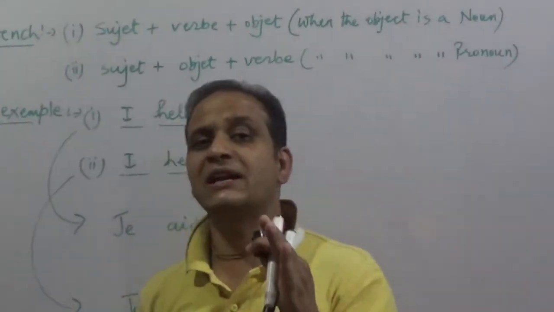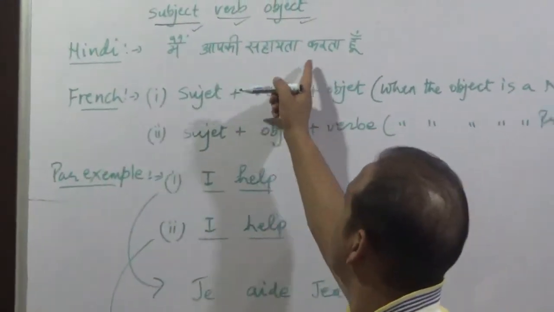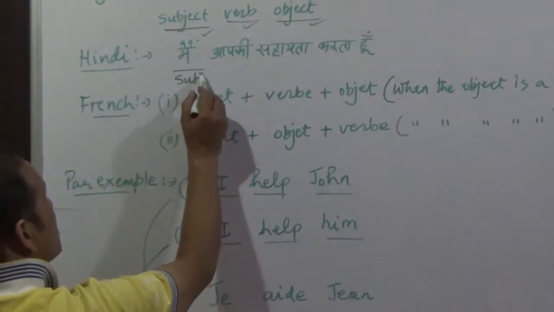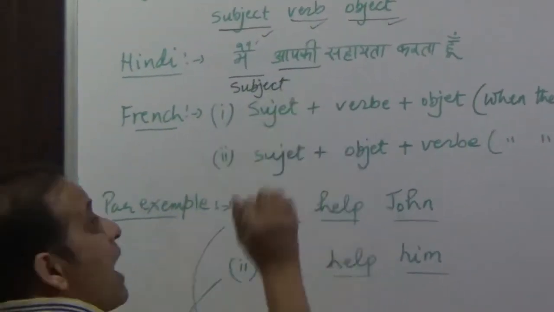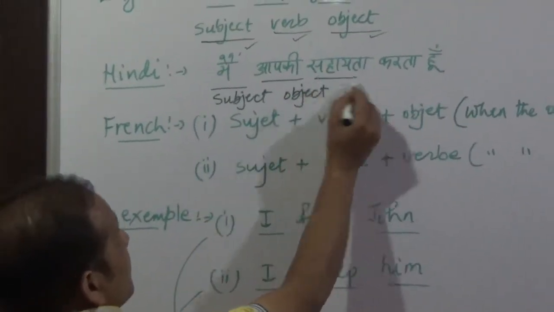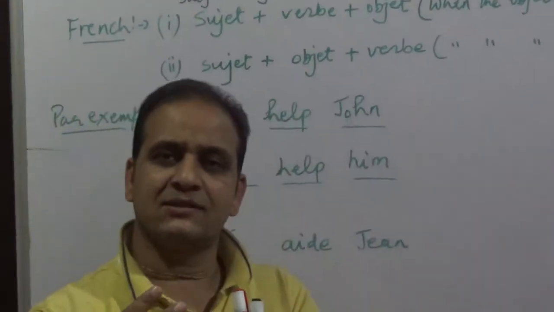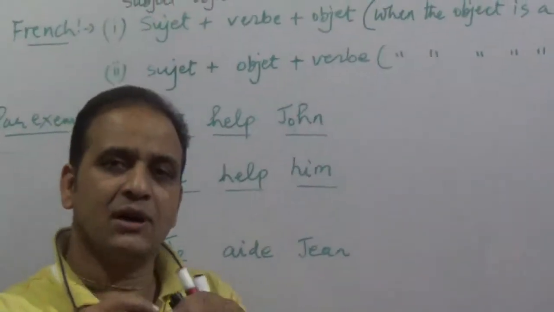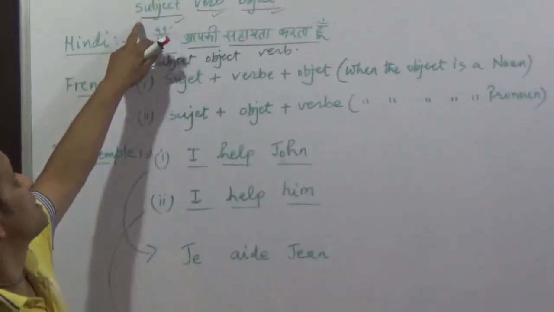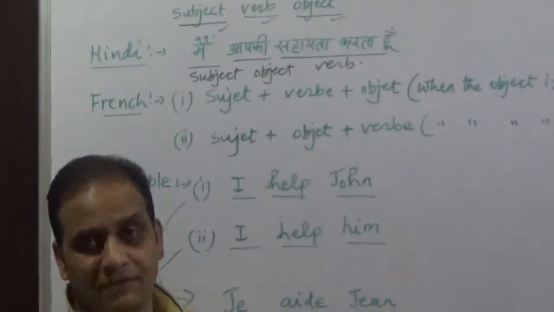But if you translate it into Hindi, then how do you say this thing? In Hindi, मैं आपकी सहायता करता हूँ. So in Hindi, what do you find first? Subject. Then what do you find? आपकी. That is the object. And then सहायता करता हूँ. That is the verb. So you have been using both these languages so far, but you never thought about this difference between these two languages. That in English, the sequence is subject, verb, and object. But in Hindi, the sequence is subject, object, and verb.